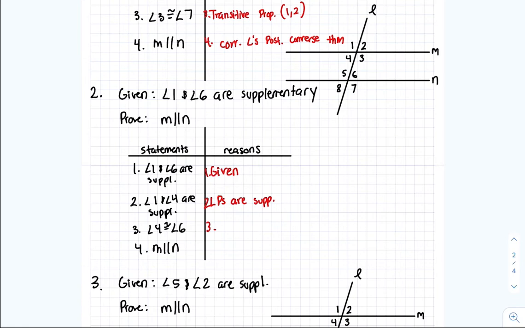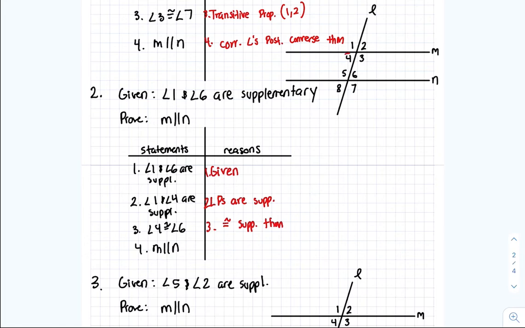So if 1 and 6 are supplementary and 1 and 4 are supplementary, then you can say angle 4 and angle 6 are congruent. Why? Because that is the congruent supplement theorem.